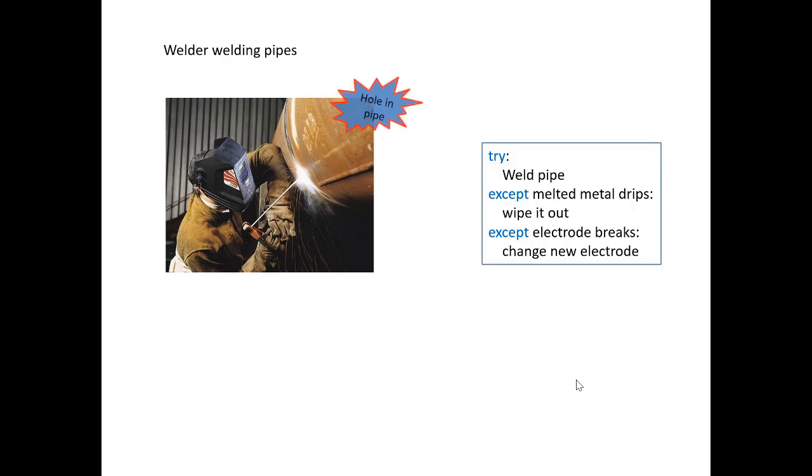So if a different problem happens that I haven't planned for, for example, while I'm welding, I press too hard with the electrode, whatever, and a hole appeared in the pipe, I didn't plan for it. It's not just melted metal dripping, it's not that the electrode broke. I have a hole in the pipe and I didn't plan for it. Obviously I have to stop welding and I need to handle it, but I don't know how to handle it.